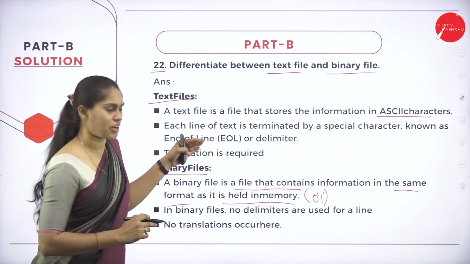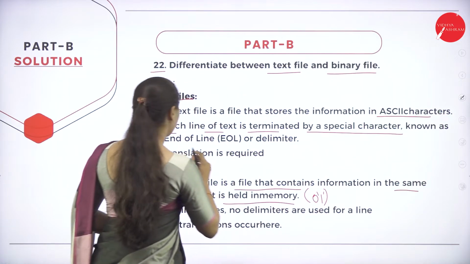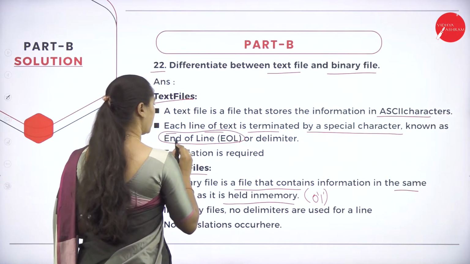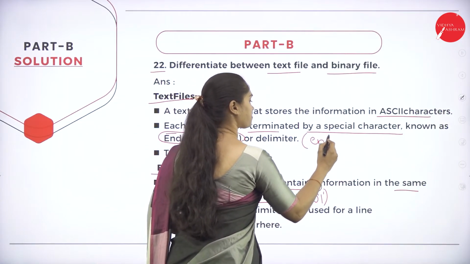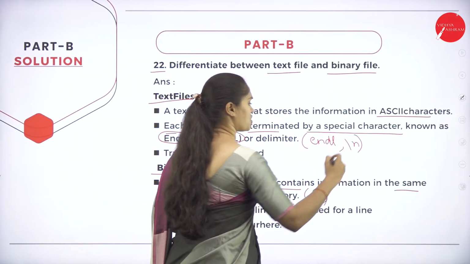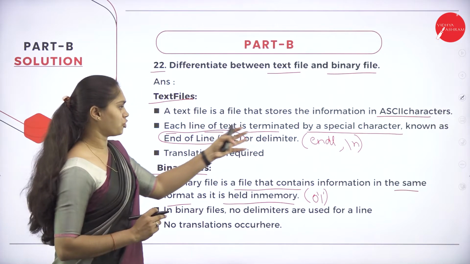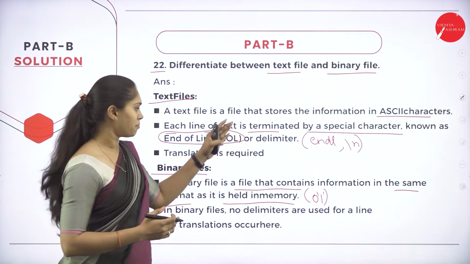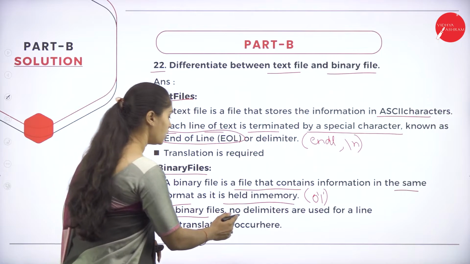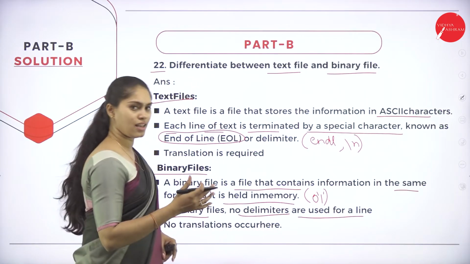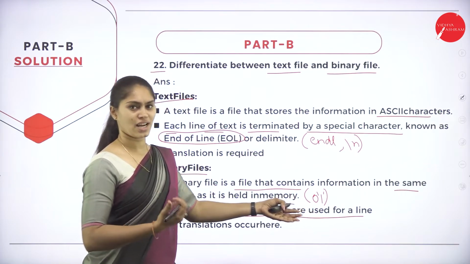What is the next difference? Each line of text is terminated by a special character known as end of line, that is EOL, or any delimiter, for example \n. So if I want to differentiate one line from another line, I have to use these delimiters. But that is not the case in a binary file. In the binary file, no delimiters are used for a line. Everything is carried in terms of zeros and ones.